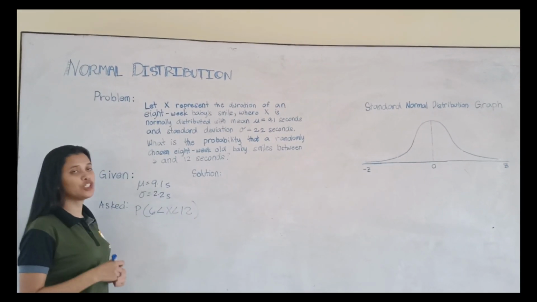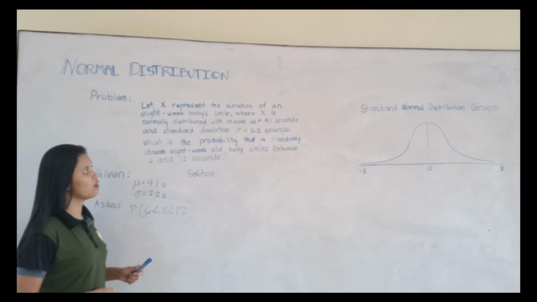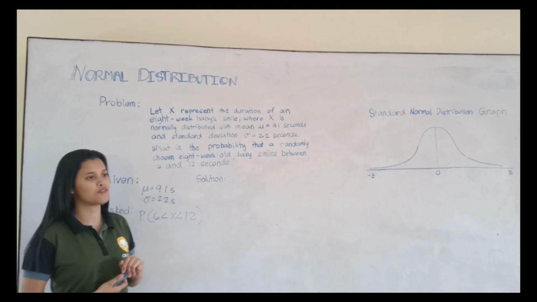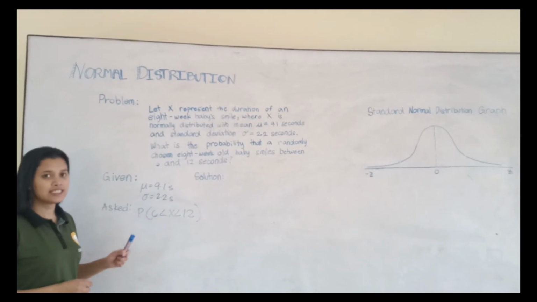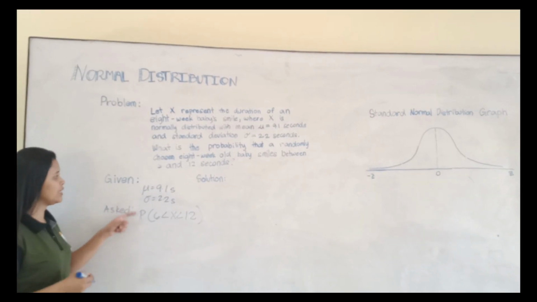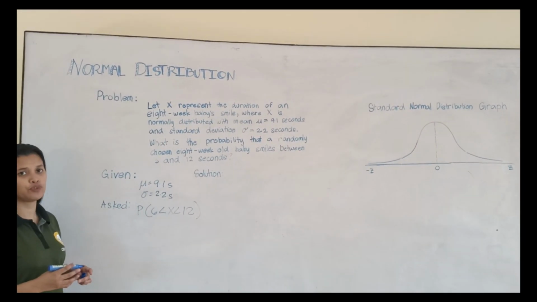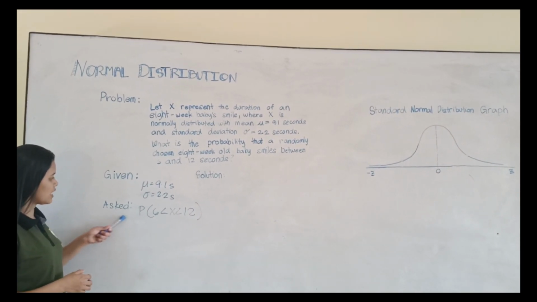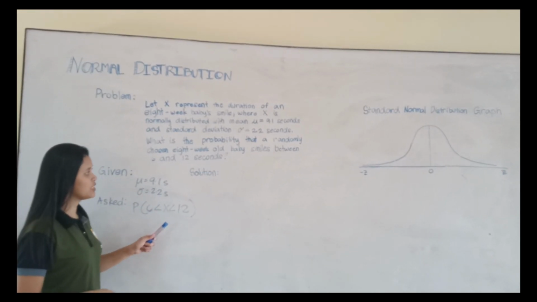So in this case, we need to find the probability that a randomly chosen 8-week-old baby smiles between 6 and 12 seconds. To solve the problem, you need to list the given values in the given problem. We have a mean of 9.1 seconds and a standard deviation of 2.2 seconds. So what is asked in the problem? The probability between 6 and 12 seconds.